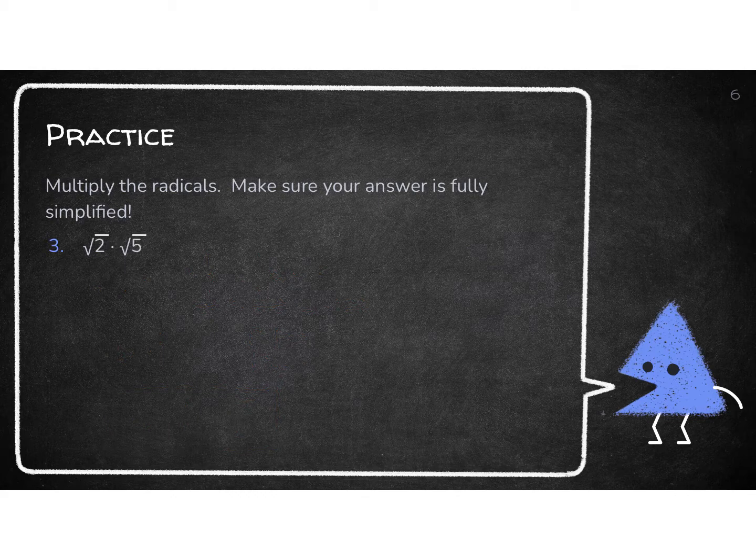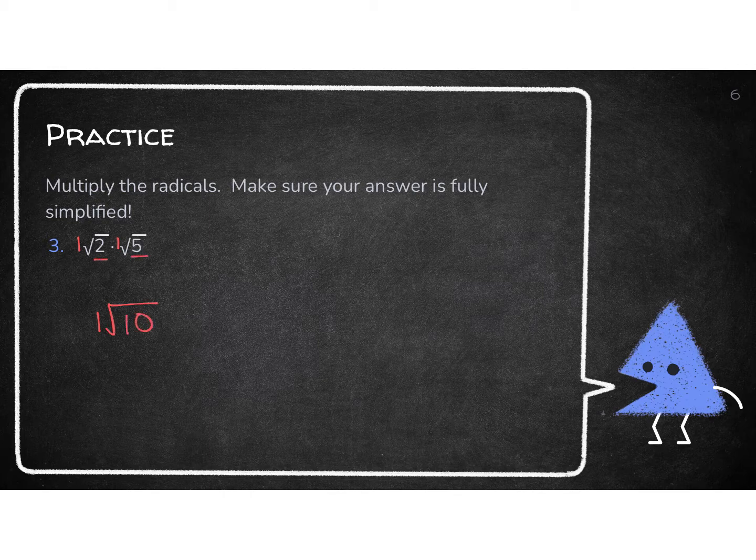Looking at number 3 here, now I have the square root of 2 times the square root of 5. When you are multiplying, you're going to multiply the numbers out front and you're going to multiply the numbers underneath. So this is like saying 1 and 1. Well, I know that 1 times 1 is going to give me 1. Then I have the square root. I'm going to do 2 times 5. So 2 times 5 is going to give me 10.